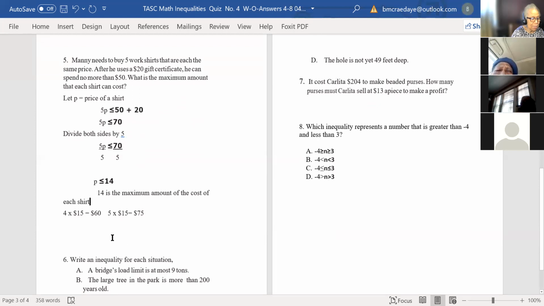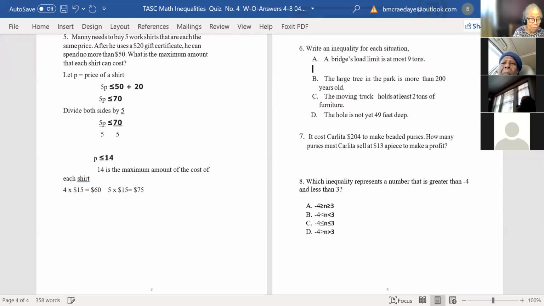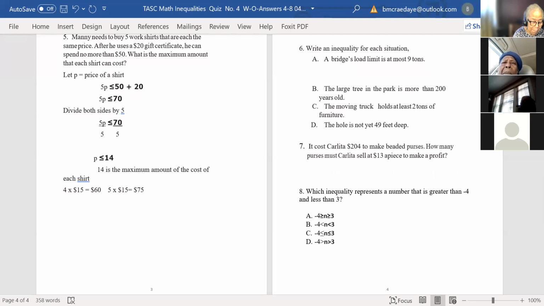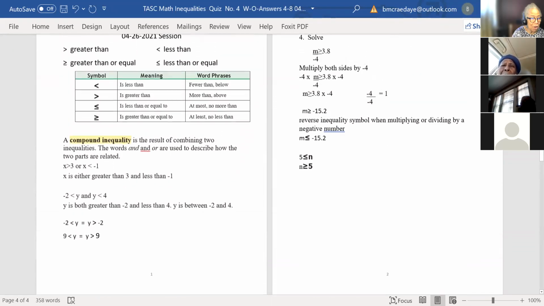Now this one, I gave you some situations and I asked you to tell me the inequality. A bridge's load limit is at most 9 tons. What would I write, Maureen? What would be the inequality? I gave you a reference sheet at the top, right? You can refer back to that.